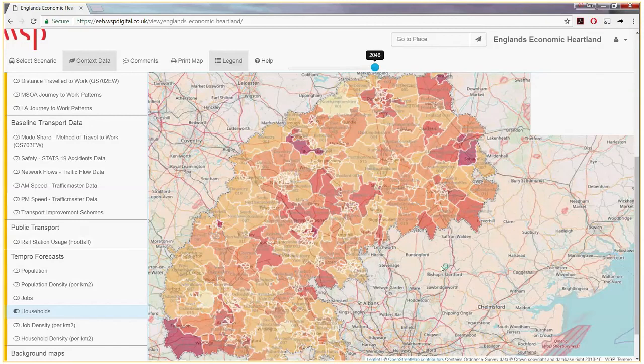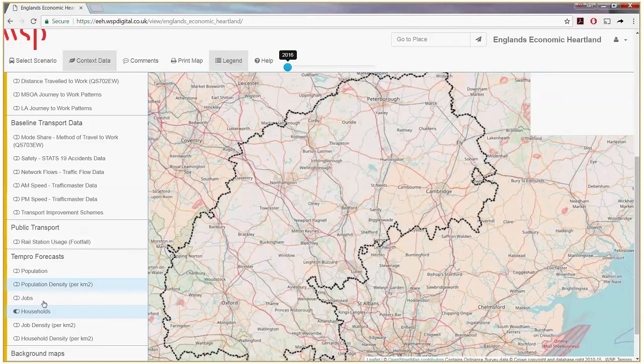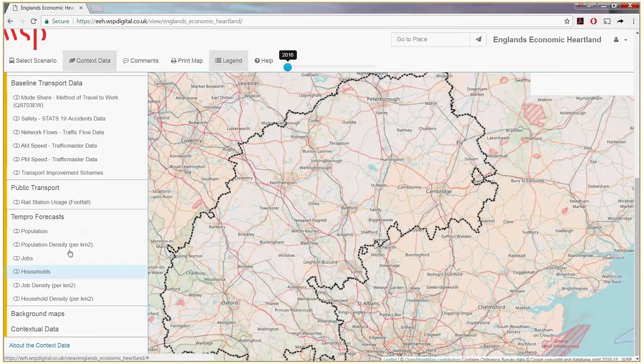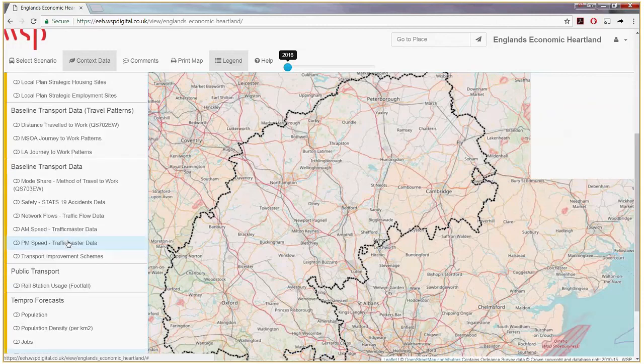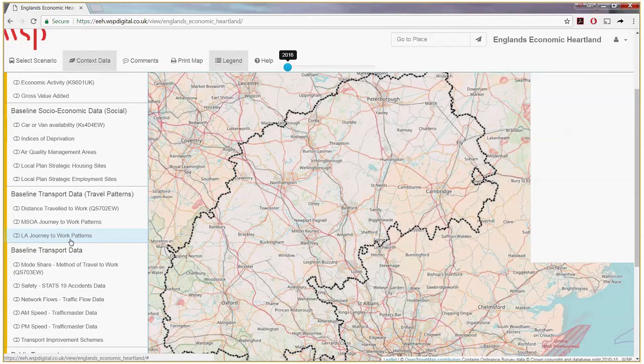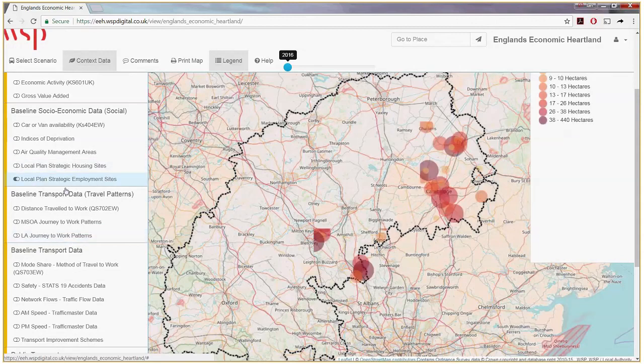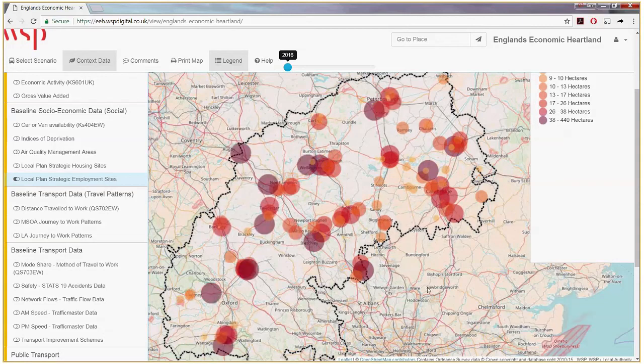So we can see much deeper colours coming in for households as it changes. We've collected the strategic sites from local plans throughout the region. So here's the employment sites that are expected to be developed over that local plan period.